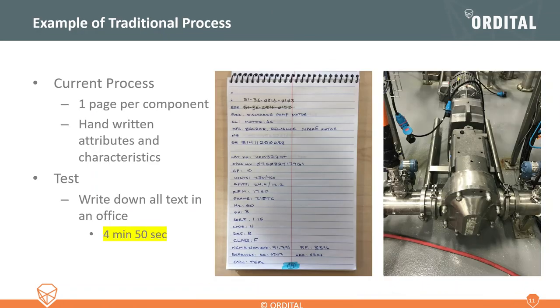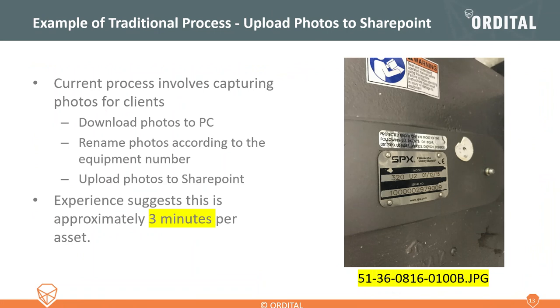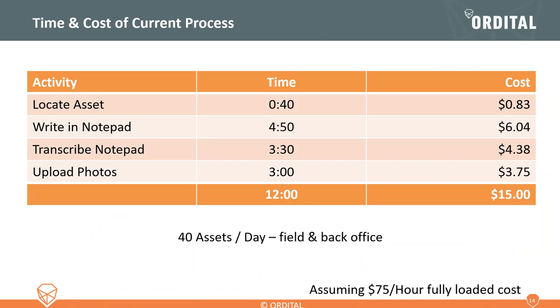The traditional process, as I said, is writing something down. It's very error prone. Then you would have to transcribe that, and it would go even slower if you did it in the field. Photos are part of it, but you then have to manually rename those photos and upload them into your document management system. And all of that takes time.